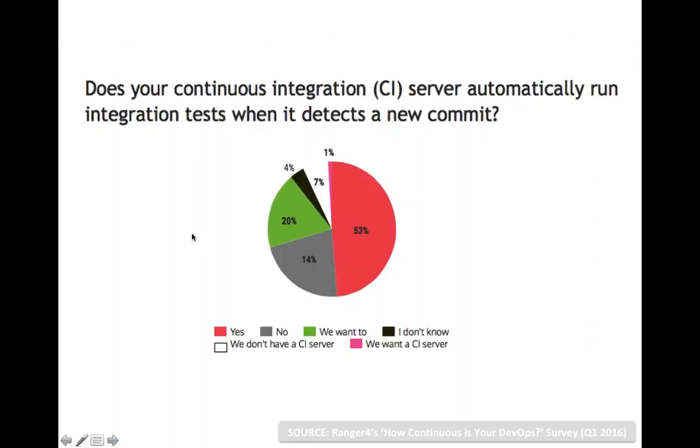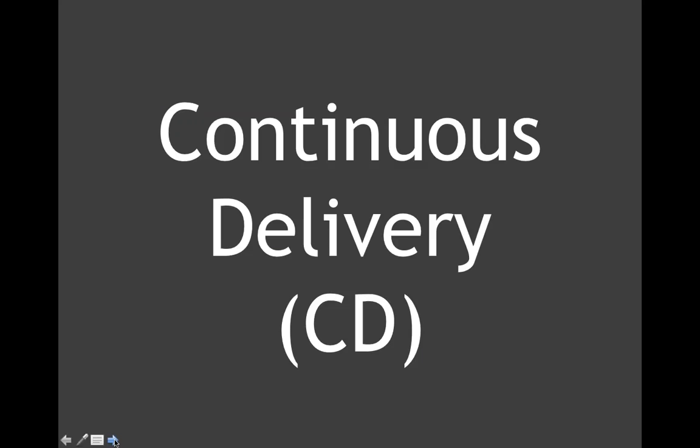So we asked, does your continuous integration server automatically run integration tests when it detects a new commit? And again, quite a decent level of maturity in the answers that we had here. Over half of people do that. A lot of people want to do it and aren't quite there yet. We did have one percentage there that want a CI server, didn't have one, and a surprising amount actually. I thought 7% don't have a CI server still, but generally a reasonable level of maturity out there.